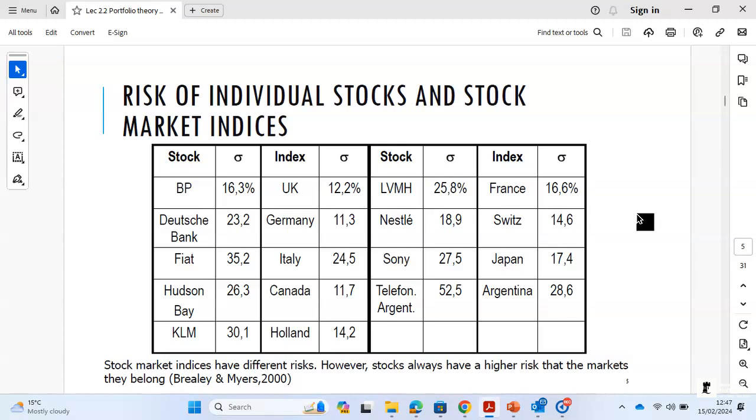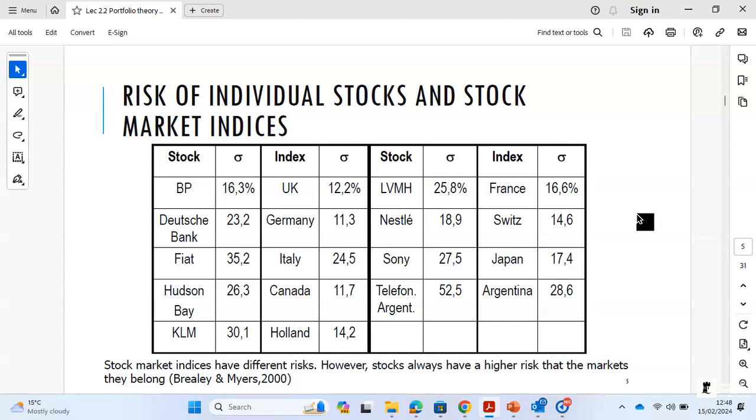Okay, so BP is a British stock, so its risk measured through standard deviation is 16.3%. Okay, and then we have a UK index. So what is an index? A collection of stocks in that market. Okay, so here we haven't specified which index it is, but for the purposes of showing the effect of diversification, all we need to know is that it's a composition of different stocks. It's not just one stock. It's a combination of different stocks. So the UK index standard deviation is 12.2%.